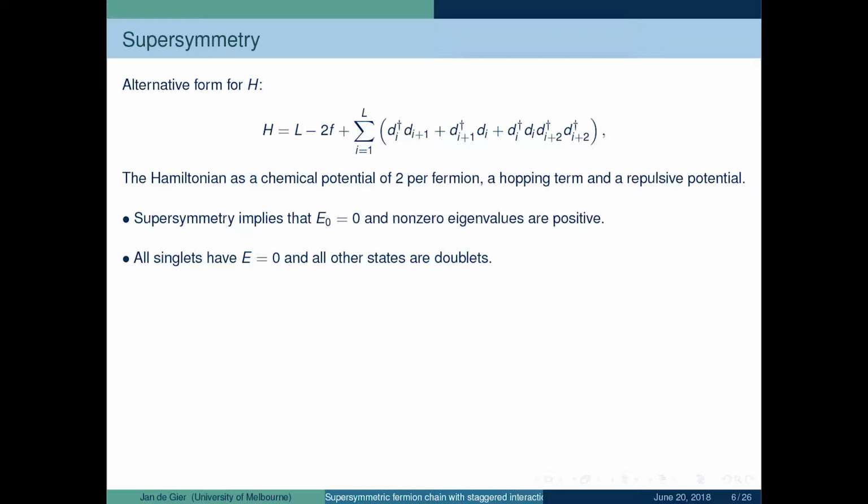Okay, so what are the nice properties? Two essential properties are that the supersymmetry implies that the ground state energy is exactly 0 for any system size, no finite size corrections, and that non-zero eigenvalues are all positive.